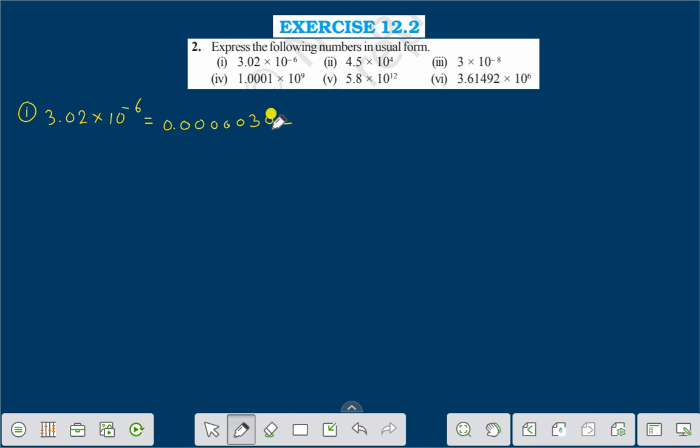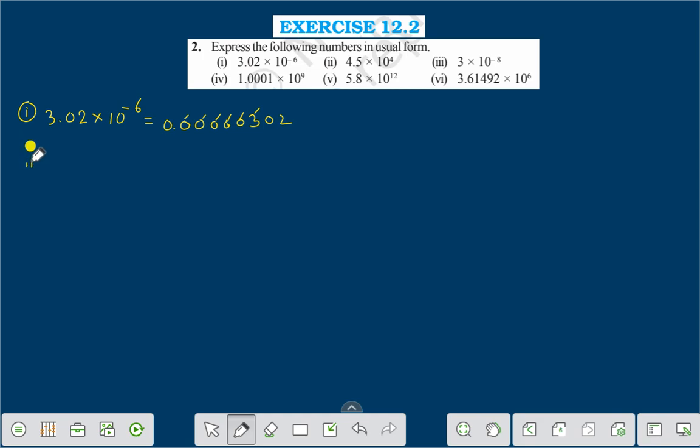Right? Let us count the numbers from the point. 1, 2, 3, 4, 5, 6. Right? It is right. That is 0.0000302. Right? Now question number 2.